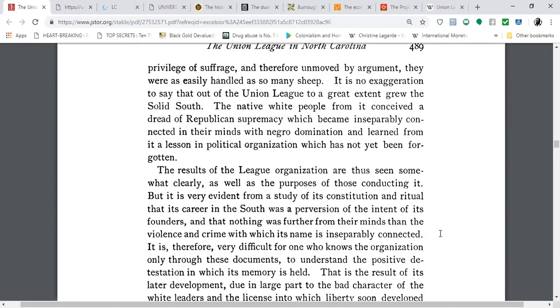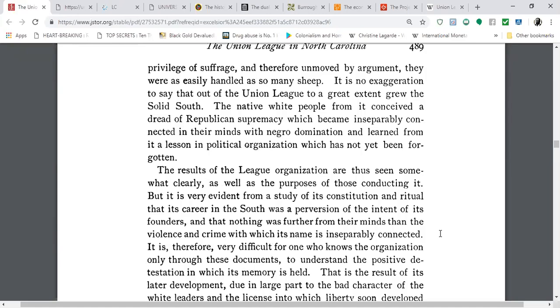They were easily handled as so many sheep. It is no exaggeration to say that out of the Union League, to a great extent, grew the Solid South. The native white people conceived from it a dread of Republican supremacy, which became inseparably connected in their minds with Negro domination, and learned from its lesson a political organization which has not yet been forgotten.